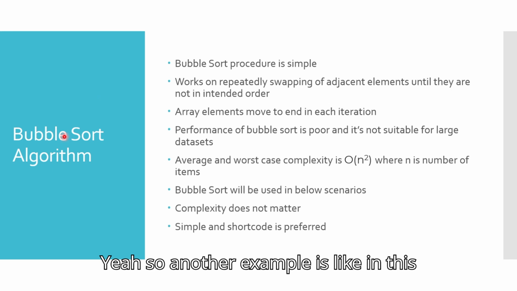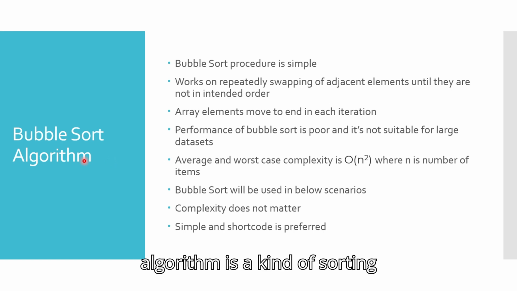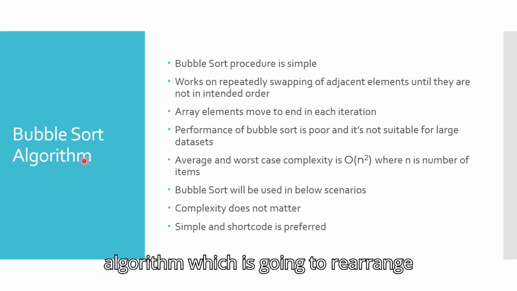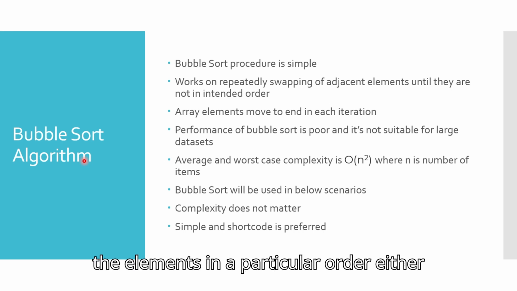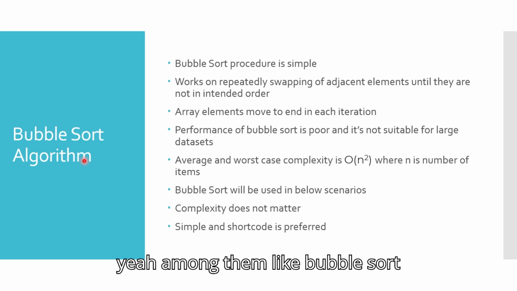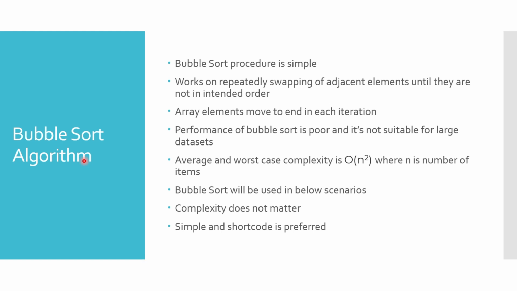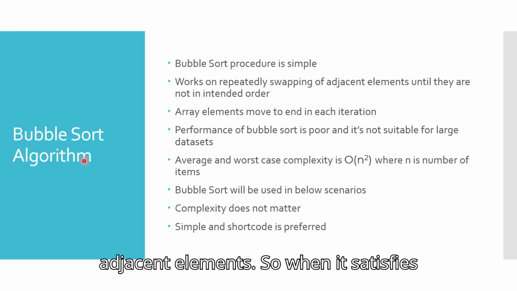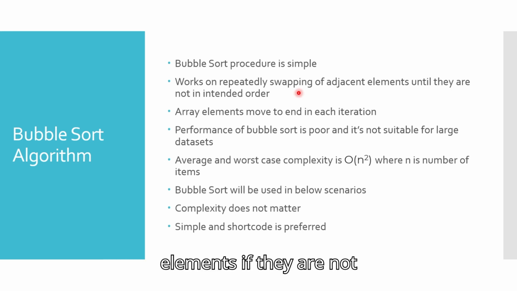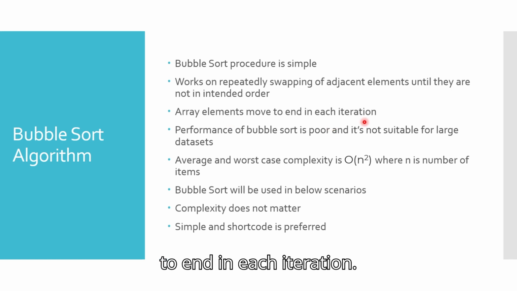Another example, which we are covering in this video, is the bubble sort algorithm. Bubble sort is a kind of sorting algorithm which rearranges the elements in a particular order, either ascending or descending. Among them, bubble sort is the simplest one. It works on adjacent elements. It is going to swap the elements if they are not in the intended order, moving the elements from one end to the other in each iteration.